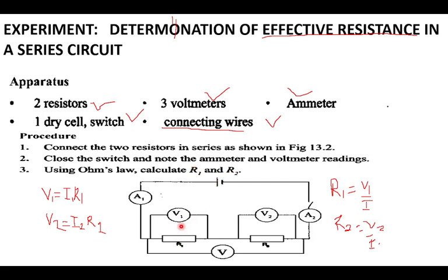So you use Ohm's law. Remember, Ohm's law says voltage is equal to current times resistance. So for V1 here, you take the current, which is the ammeter reading, and the voltage is given by the voltmeter there. You make R1 the subject by dividing the voltage by the current flowing through. The current is the reading that you get from A1, which is the same as that of A2. So you do the same to find R2 here.